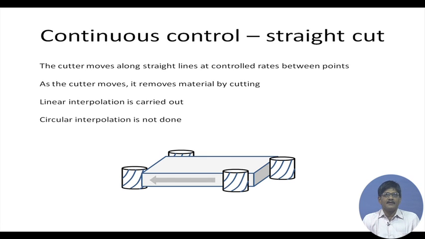So, if I am cutting while moving, we essentially need to control the velocity, and linear interpolation is carried out between these points. Linear interpolation means moving in a straight line at a controlled rate, with the interpolator finding the intermediate positions and, of course, the velocity, which remains constant. So, this is continuous control with straight cut.